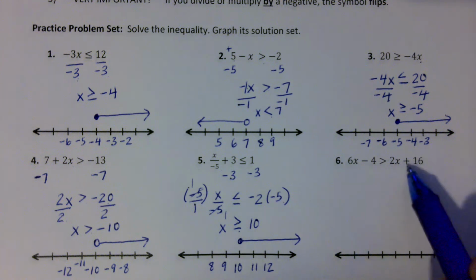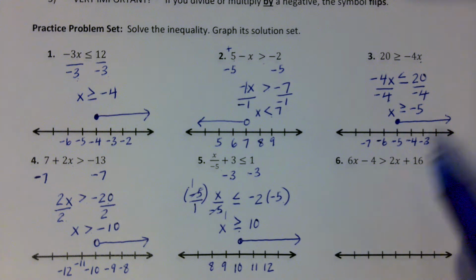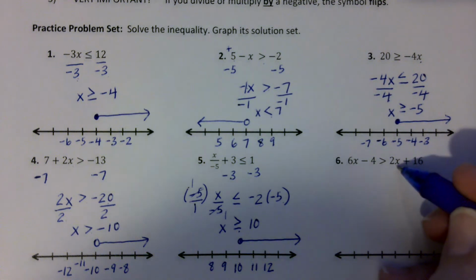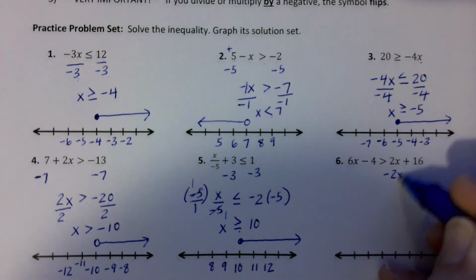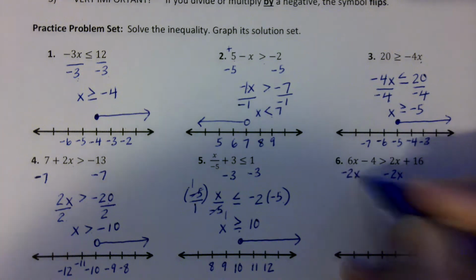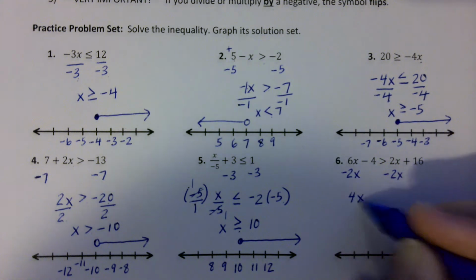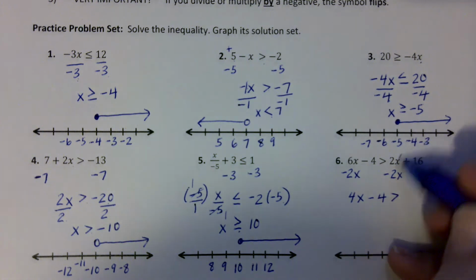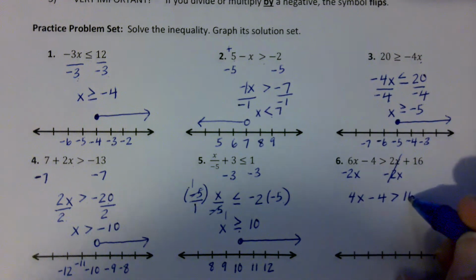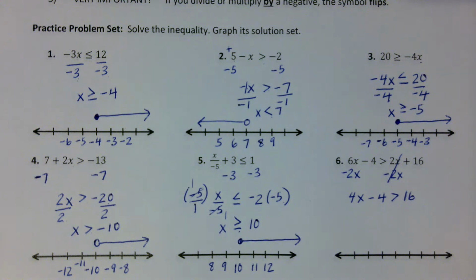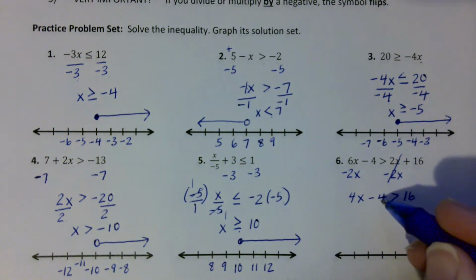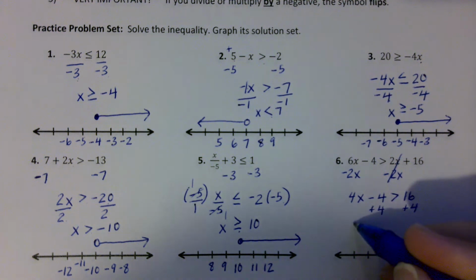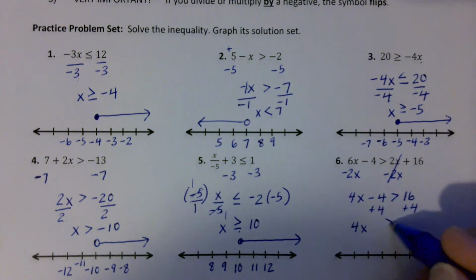Now, what happens when you have variables on both sides? Remember, we like to see the variable on the left-hand side, so let's move this over. Instead of a positive 2x, we're going to subtract 2x. So I have 4x minus 4 is greater than, well, 2x and a negative 2x is a zero pair, greater than 16. Now let's move the constants to the right. I add 4 on both sides, and I have 4x is greater than 20.